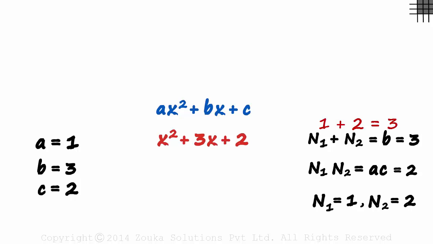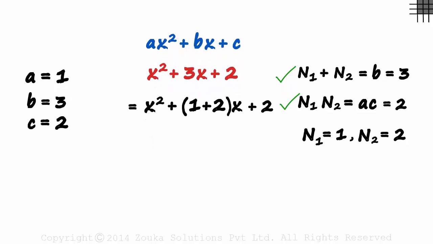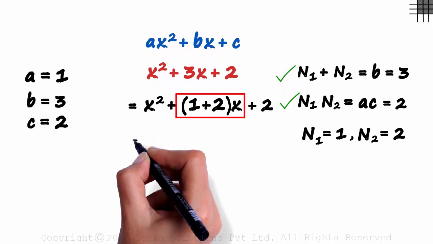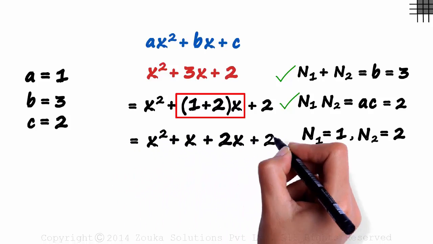1 plus 2 is 3 and 1 times 2 is 2. Both conditions satisfied. So we write the expression like this. We wrote 3 as 1 plus 2. Let's move the camera a bit. Okay, that's better. Expanding the brackets gives us x squared plus x plus 2x plus 2.